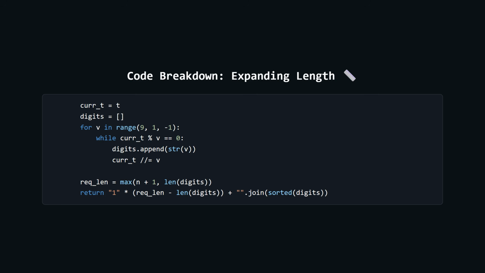If the loop finishes and we still don't have an answer, we need a longer number. We just factor the original target into the largest possible single digits. We figure out how long the string needs to be, pad the front with ones, and sort the digits to keep it as small as possible.